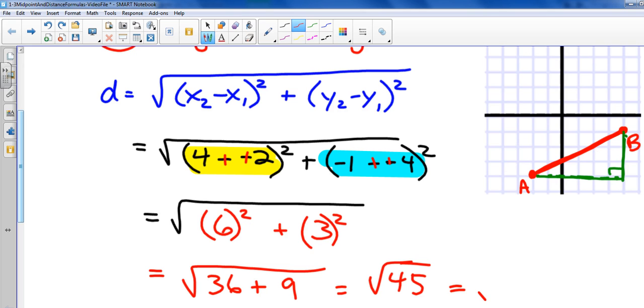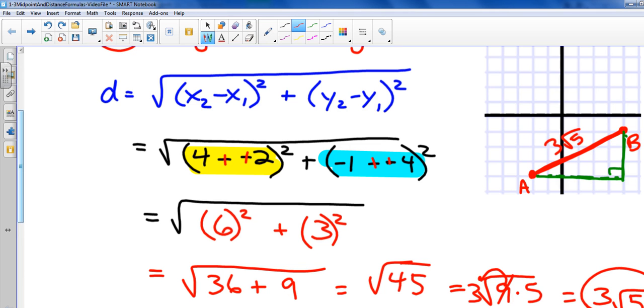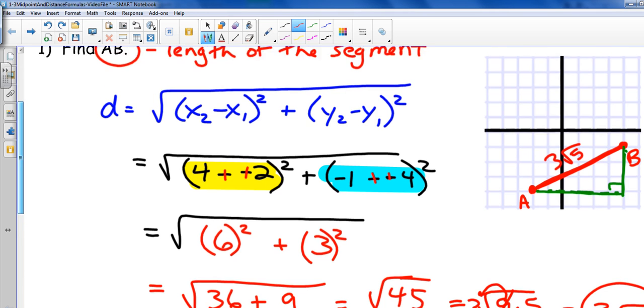There are several ways to simplify radicals. I'm not going to go through that right now. I'm going to do the quickest way, which is to divide by perfect square factors. 9 times 5 gives me 45. 9 is my perfect square factor, so I can bring out a 3, which is the square root of 9, giving me 3 radical 5. If you have a calculator handy, you can double check that. Type in radical 45, then type in 3 radical 5, and you should get equivalent decimals, that 6 point whatever. So 3 radical 5 is the length of my segment AB. Never could have gotten that from the graph. Using my distance formula, I was able to calculate the exact value of that length.